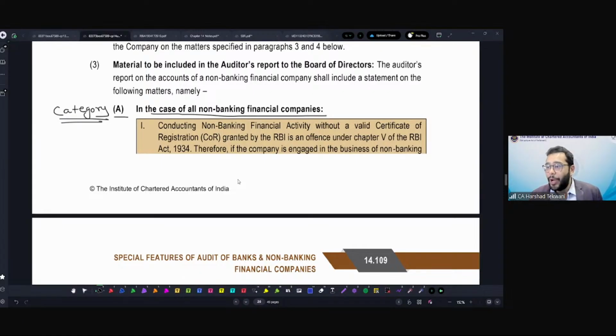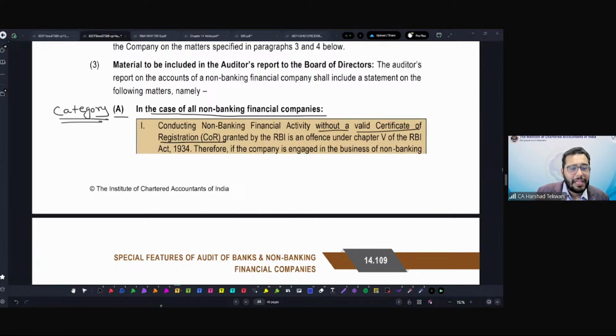Now, what is this matter? The first point is whether the NBFC is conducting the business or activities of an NBFC without a valid certificate of registration. Very important point.